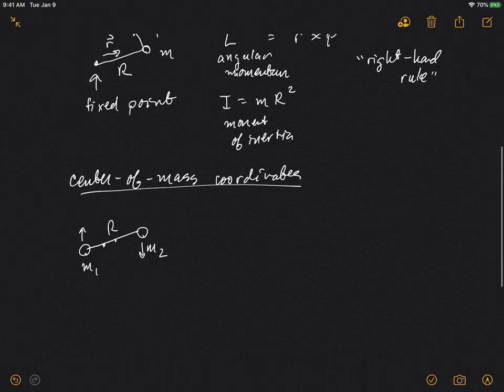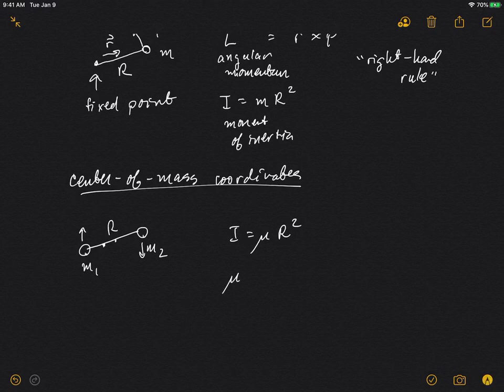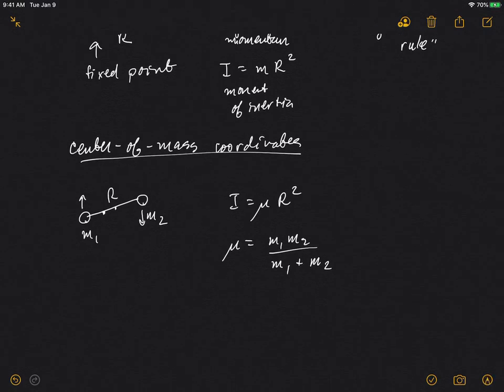And in this case, you can still treat the system like a one-body system if you use a reduced mass, and then your moment of inertia is mu r squared, and of course mu is equal to m1 m2 over m1 plus m2, as we saw previously for the vibration of a diatomic molecule.